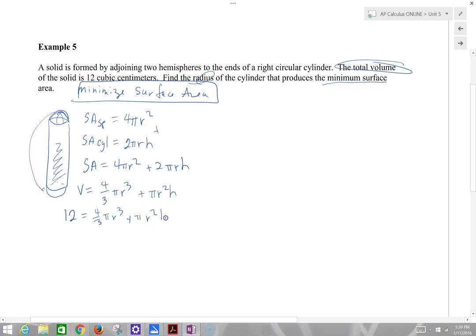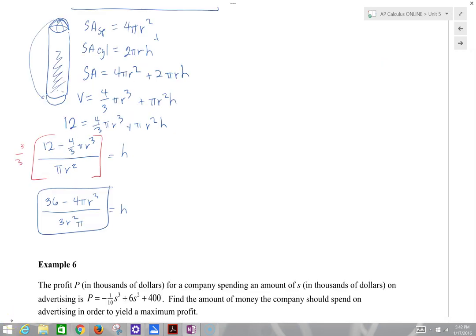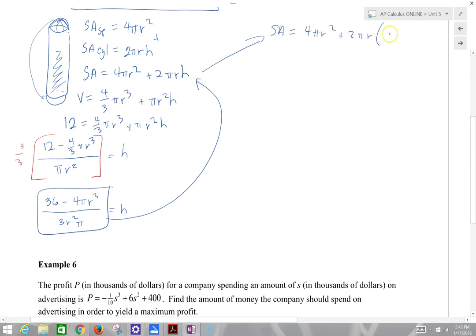So for the sake of time, I'm going to go ahead and simplify this. So you might want to pause it so you can do it as well. Alright, I end up with h equals 36 minus 4 pi r cubed all over 3 pi r squared. And we're going to plug that up here for this h. We're going to have surface area equal to 4 pi r squared plus 2 pi r times the h I just found.